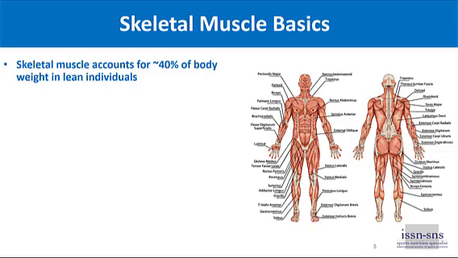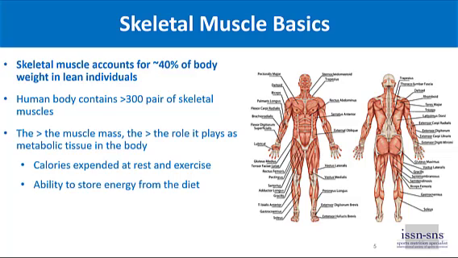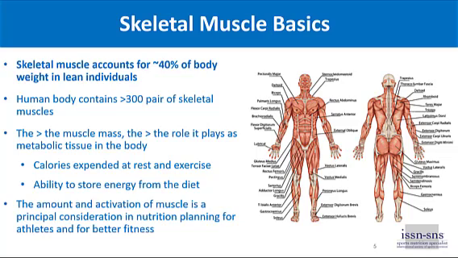For a lean individual, such as a lean man, skeletal muscle will account for 40% of body weight or a little bit more. As mentioned earlier, the human body contains greater than 300 pairs of skeletal muscle. The greater the muscle mass, the greater the role it will play in the metabolism of the human body. This can affect how many calories are expended at rest as well as during exercise. In addition, it will impact the ability to store energy from the diet.